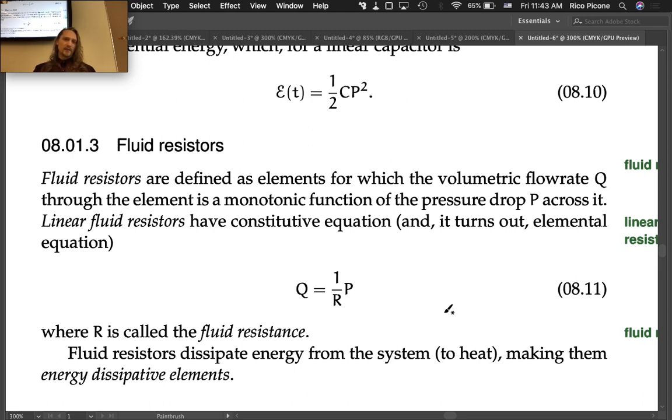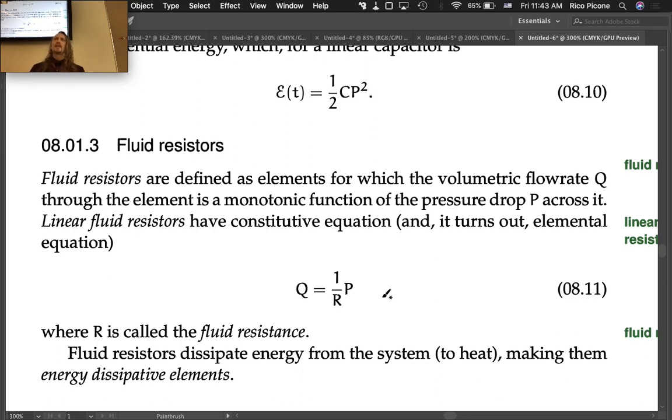Okay, so fluid resistors. Fluid resistors are defined as elements for which the volumetric flow rate Q through the element is a monotonic function of the pressure drop across it. Linear fluid resistors, which once again we use typically, have constitutive equation, and it turns out elemental equation as well, that the volumetric flow rate Q is proportional to the pressure P across it with constant of proportionality 1 over R, where R is the fluid resistance.